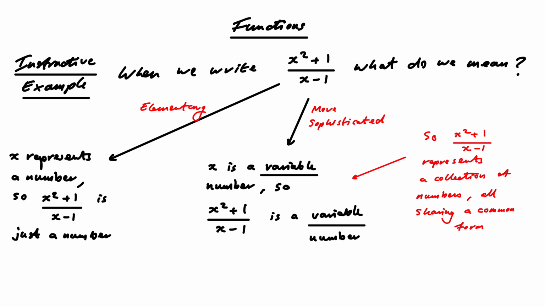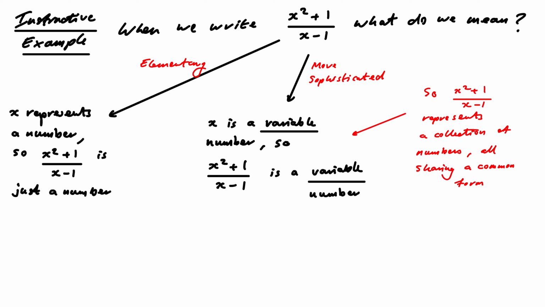Okay, so let's label things a little bit. This second approach is a little bit different, right? It's kind of interesting. x squared plus 1 over x minus 1 is just a number, of course, if I fix some x. But you see, this is some sort of collection of numbers, really, all sharing a common pattern. So because x squared plus 1 over x minus 1 can vary, we might as well label it with another symbol, or maybe another letter. So it could be a variety of different numbers.